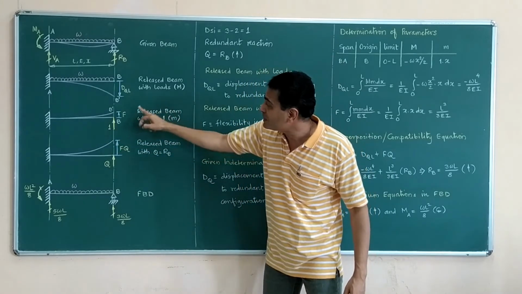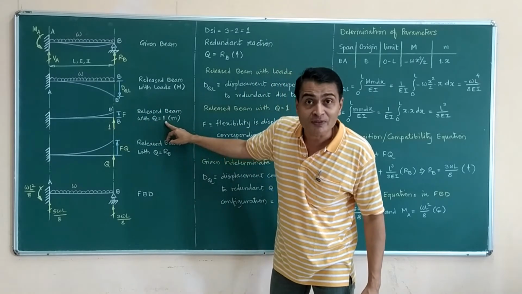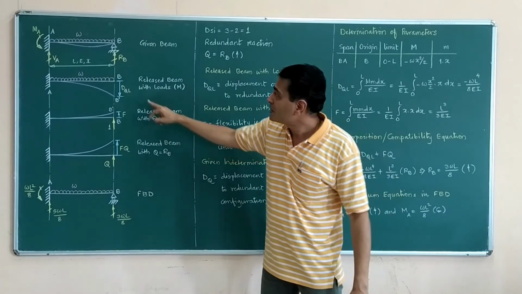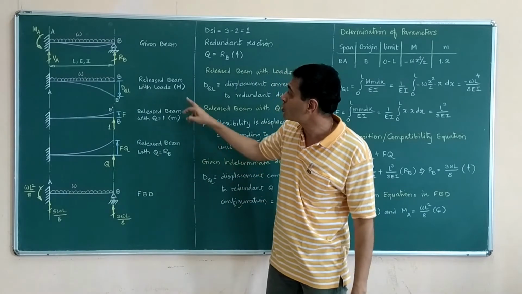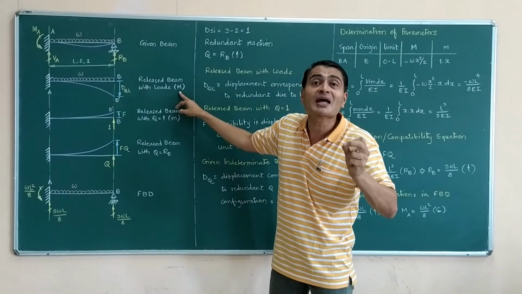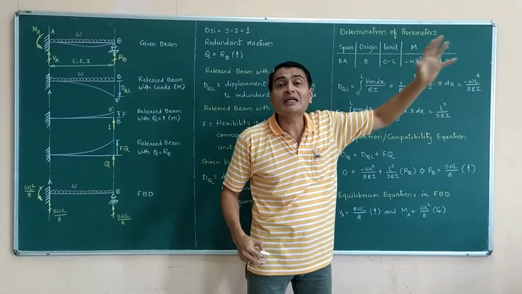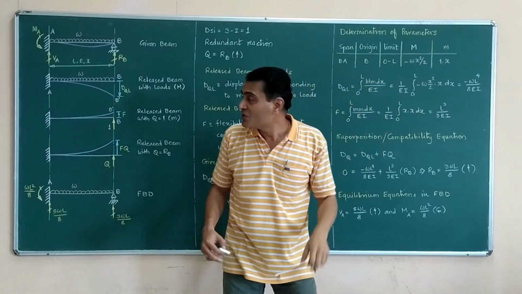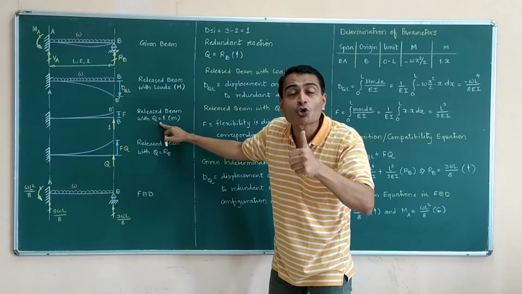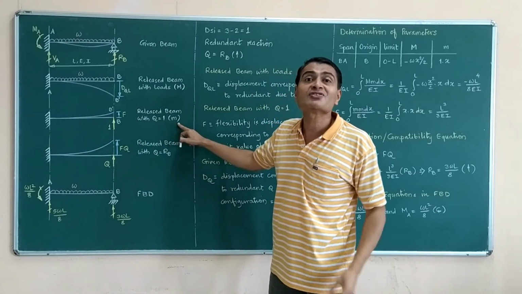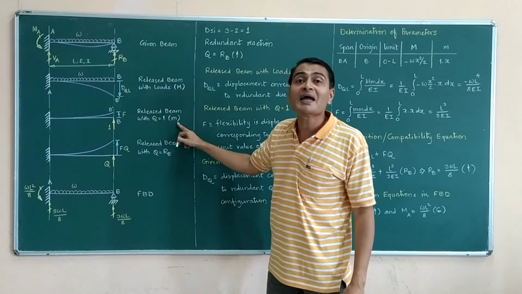That is how I am describing this diagram. Released beam with Q is equal to 1. By the way, this determinate structure with loads, this released structure with loads, we call as capital M diagram, and those notations we are later on going to use in our calculations. Similarly, the diagram showing application of a unit load is called as small m diagram. So capital M diagram, small m diagram.